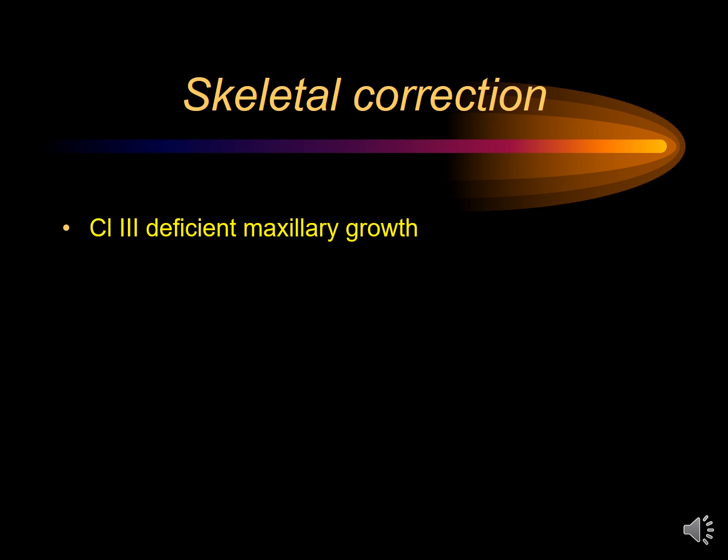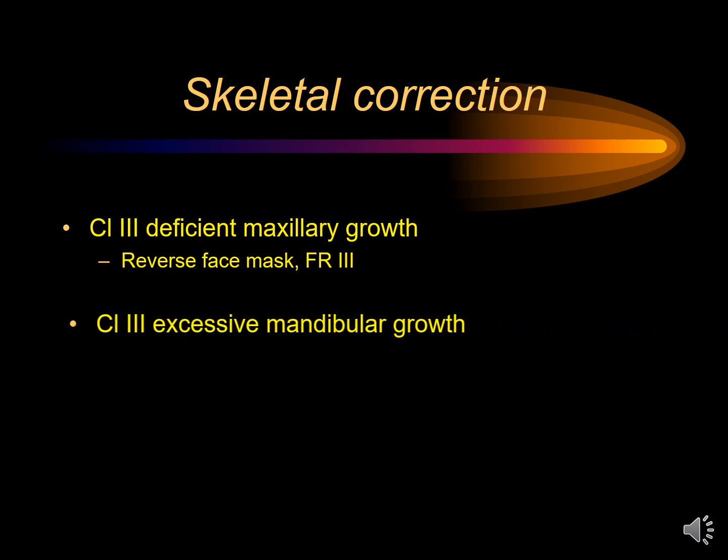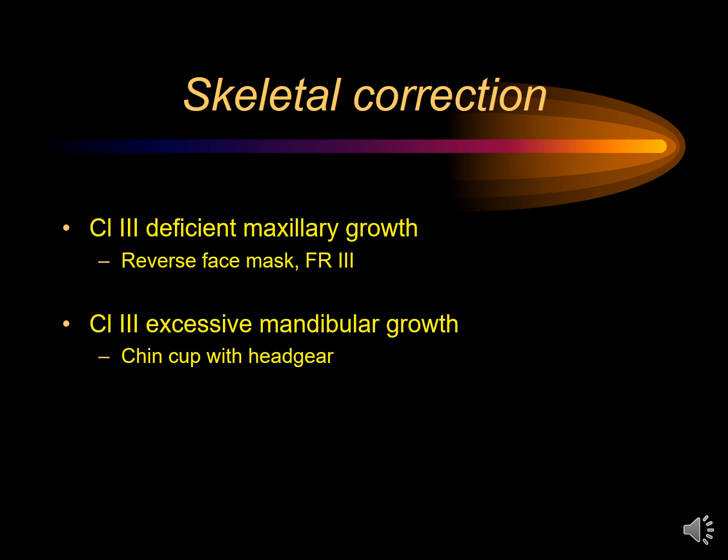Now, in a class 3 skeletal relationship where the maxillary growth is deficient, we can use a reverse face mask therapy or a Frankel 3. Usually this therapy has to be taken at an early age, because maxillary growth is complete much earlier compared to mandibular growth. In class 3s where there is excessive mandibular growth, one could use a chin cup with headgear to attempt restraint of mandibular growth.